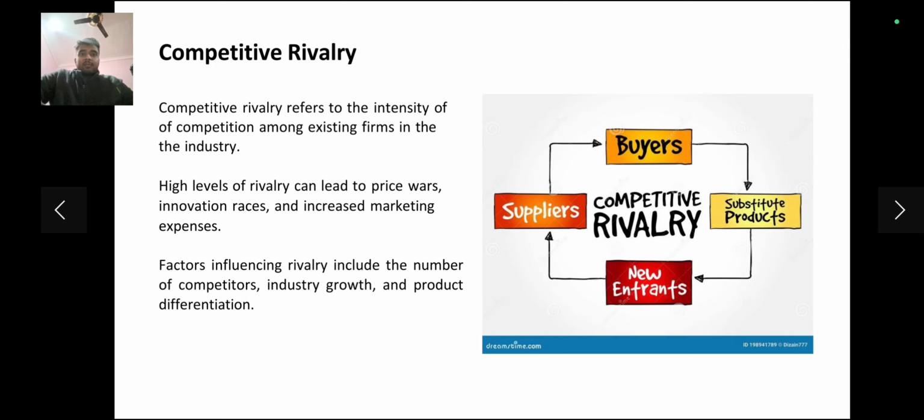Competitive rivalry. Competitive rivalry refers to the intensity of competition among existing firms in an industry. High levels of rivalry can lead to price wars, innovation races, and increased marketing expenses. Factors influencing rivalry include number of competitors, industry growth, and product differentiation.